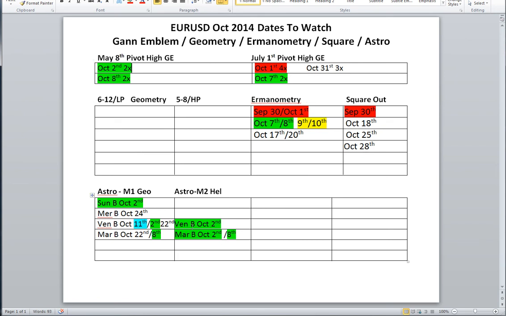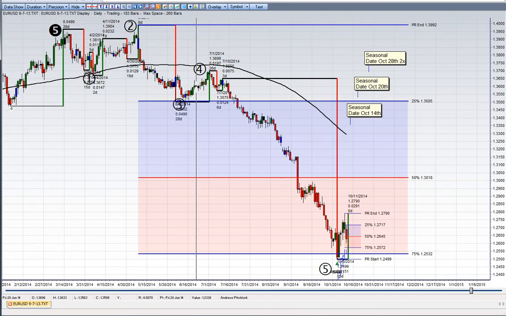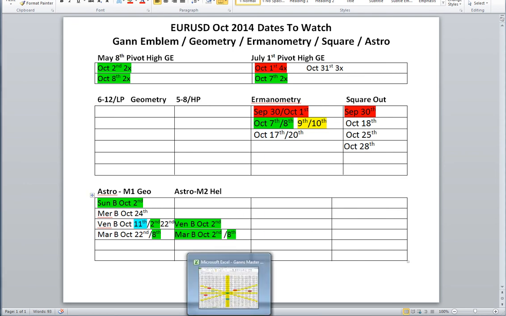These get a green. This is a Venus and Mars buy. The next date, this is the 11th, didn't work out to Saturday. So pretty much the 14th and 17, 18, and 20 should be your next days. You want to keep an eye on the euro.